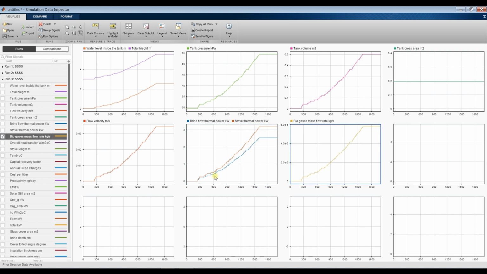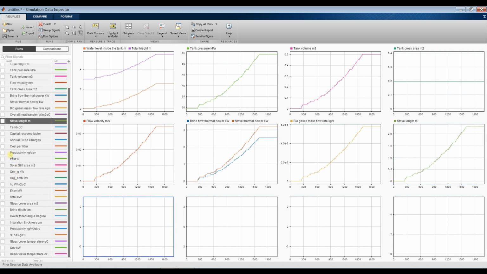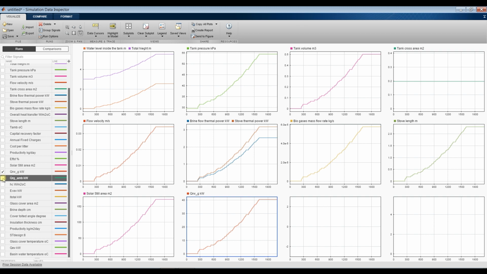And biogas mass flow rate. Okay, this is biogas mass flow rate in kilograms per second. And we have overall heat transfer coefficients remaining constant. Stove length is increased because of the increasing requested heat. Okay, let's go for solar still area. Yes, thermal energy, radiation, glass cover, heat transfer coefficient.